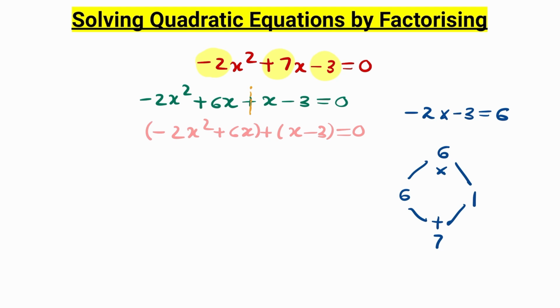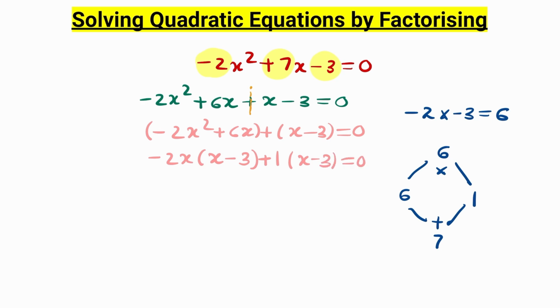We can factorize the first part here by taking minus 2x out of the brackets. Minus 2x, and what is remaining within the brackets? Minus 2x squared divided by minus 2x. It's x. Plus 6x divided by minus 2x is minus 3. And we have to make the second set of brackets such that it is equal to x minus 3. It is already x minus 3. What we have to take is just 1. We just have to take plus 1 out of the brackets because it's already x minus 3.